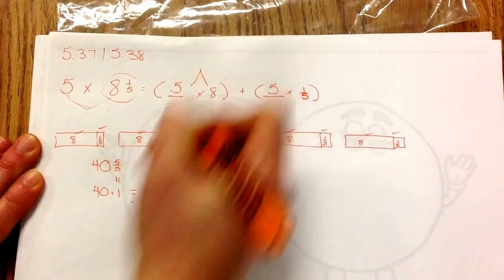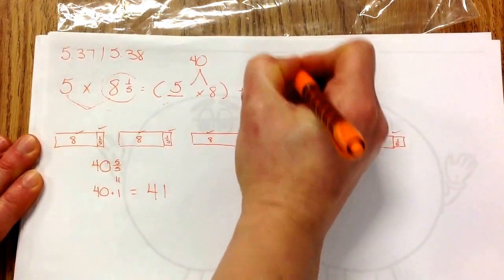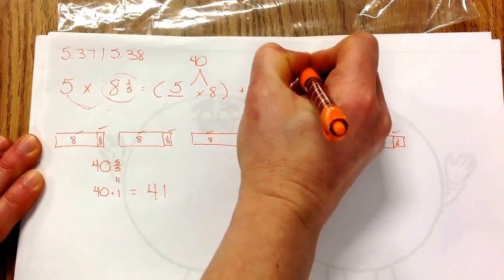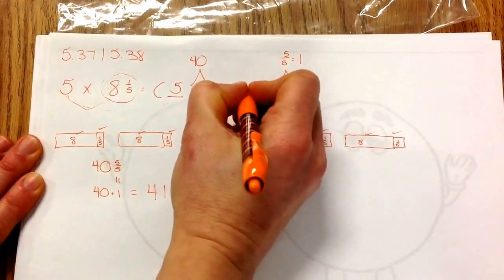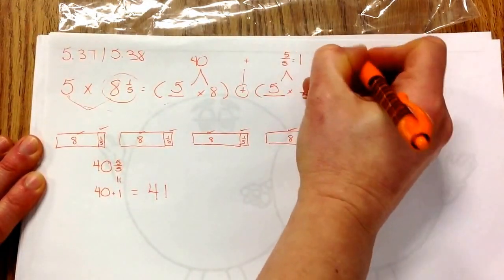And we know 5 times 8 is 40. And we know 5 times 1/5 is 5/5, or equivalent to 1. And then I just bring that plus sign up. 40 plus 1 equals 41.